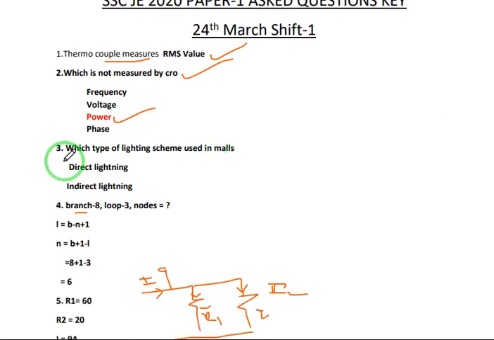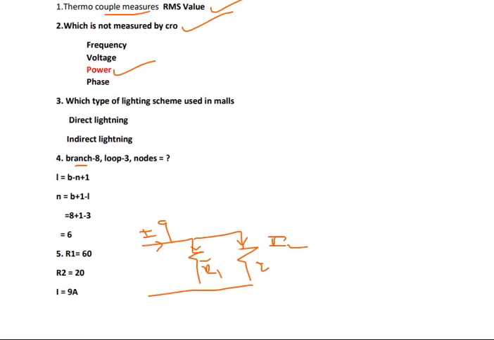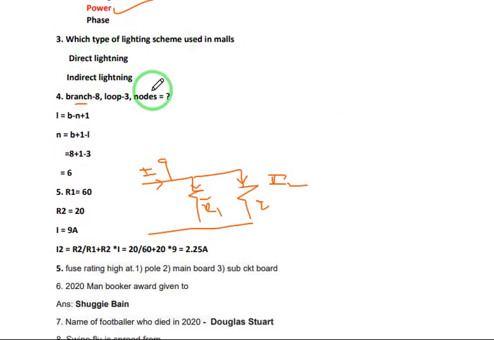And next one, which type of lighting scheme is used in malls? If you know the answer, just answer in comments. Direct lighting or indirect lighting? Just lighting only, this is not lightning. Next one, if you know the answer, just answer in comments regarding this.